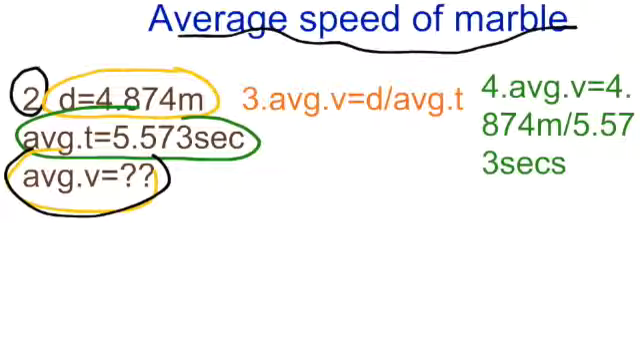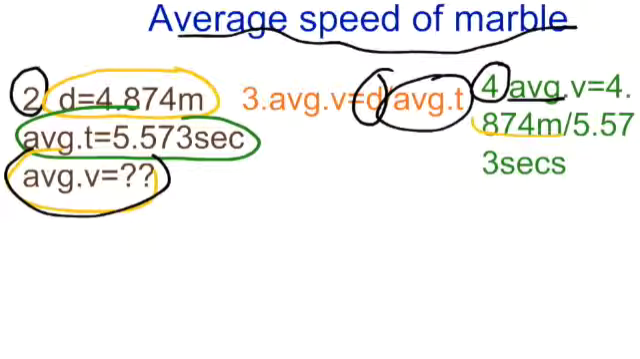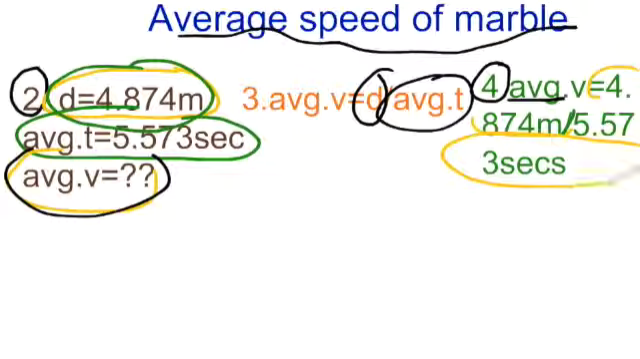Step number 3, I took the formula for the average velocity. So we have to take D and divide it by the average time. Step number 4 is substituting the variables into the formula. So now we have average velocity equals 4.874 meters, which is the distance throughout the whole entire roller coaster, divided by 5.573 seconds, which is the average time.